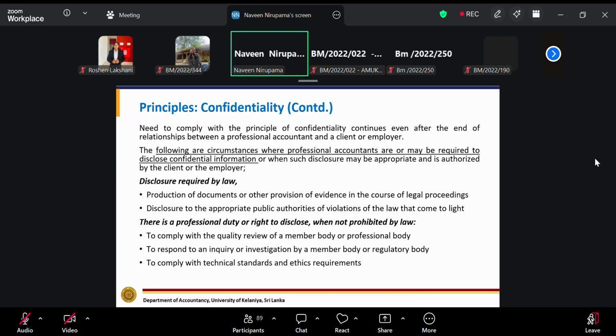The last principle is professional behavior.